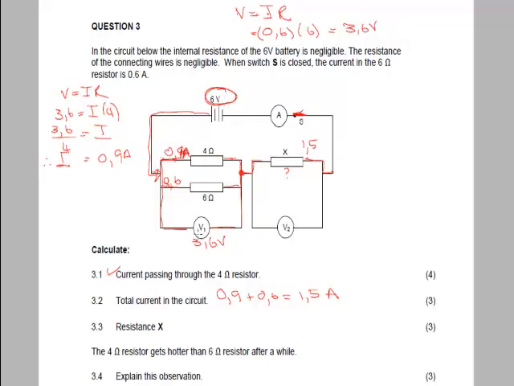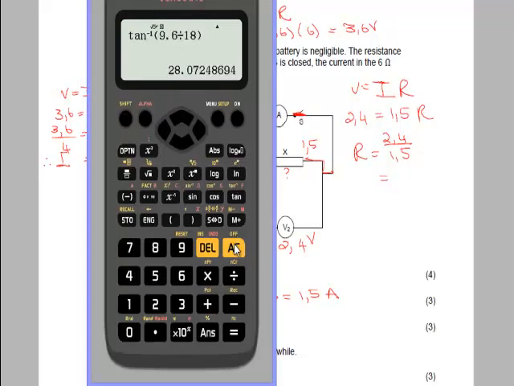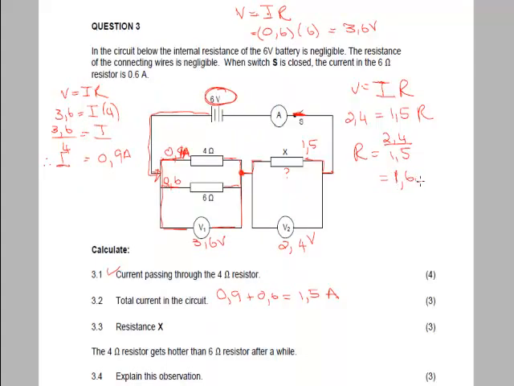We've used up 3,6 volts over here, which means we've only got 2,4 volts here, since 6 minus 3,6 is 2,4 volts. Then again, we can use Ohm's law. V is equal to IR. The volts is 2,4, equal to the current of 1,5 times R. Therefore, R is 2,4 over 1,5. Using the calculator, 2,4 divided by 1,5 gives us 1,6 ohms. So that resistance there is 1,6 ohms.